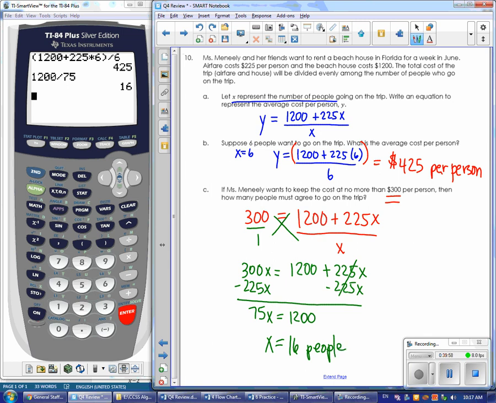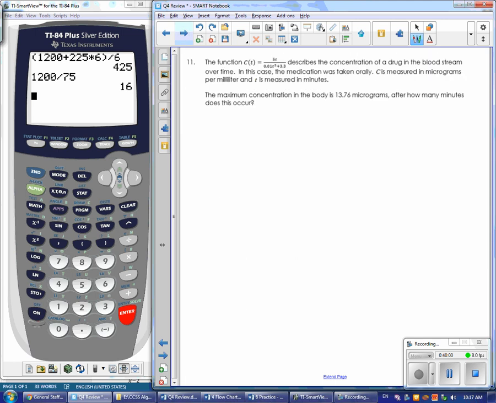All right. Let's take a look at the last problem. It says the function c of t, which is equal to 5t divided by 0.01 t squared plus 3.3, describes the concentration of a drug in the bloodstream over time. In this case, the medication was taken orally. Not that that matters to the math. C is measured in micrograms per milliliter, and t is measured in minutes. The maximum concentration in the body is 13.76 micrograms. After how many minutes does this occur?